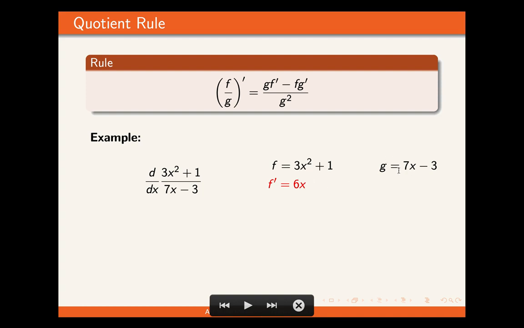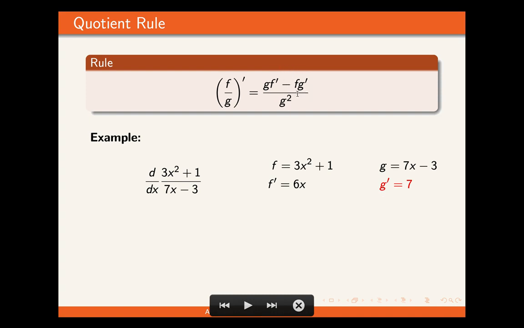Let's try to find the derivative of g. How do we get 7? Well, for 7x, if we apply the constant multiple rule, 7 stays as it is. The derivative of x with respect to x is 1, so 1 times 7 is 7. And the derivative of 3 with respect to x, since this is a constant, will be 0. So 7 minus 0 will be 7. So we have f, g, f prime, g prime. Those are the only variables we need to plug back into this rule.